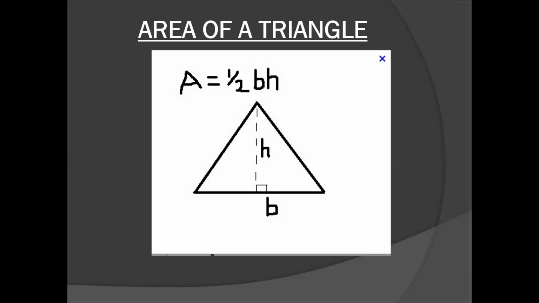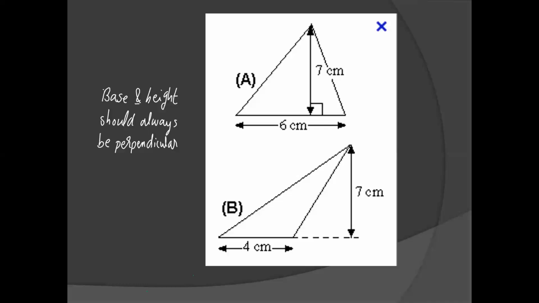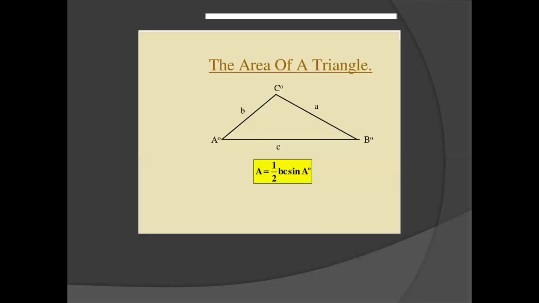Area of a triangle. There are two formulas. One is very famous, half into base into height. When we apply area is equal to half into base into height, we have to remember that base and height should always be perpendicular.